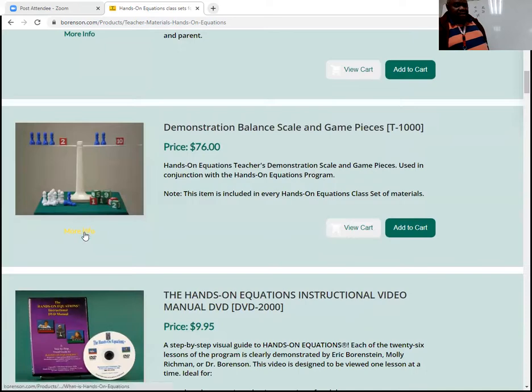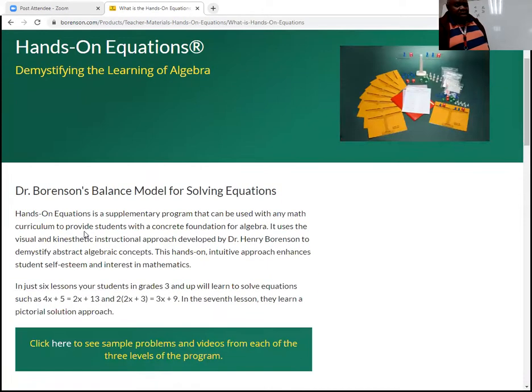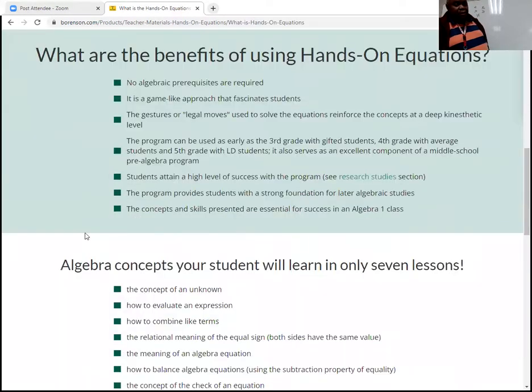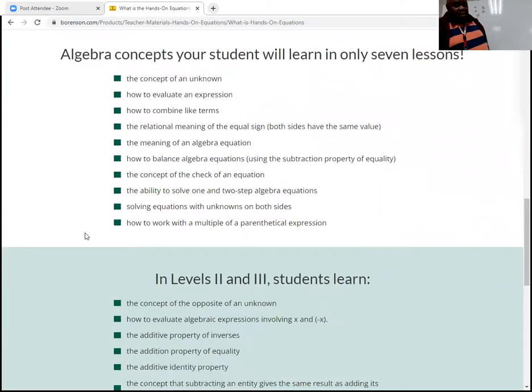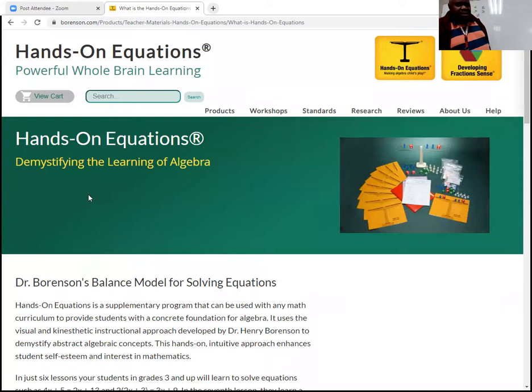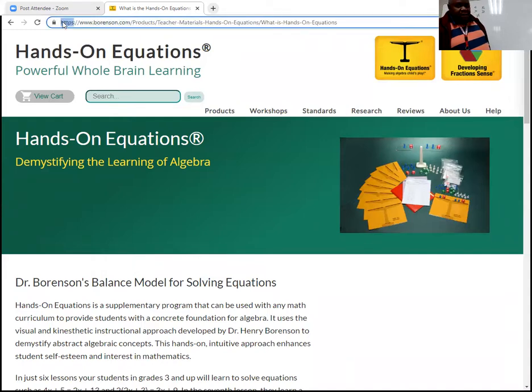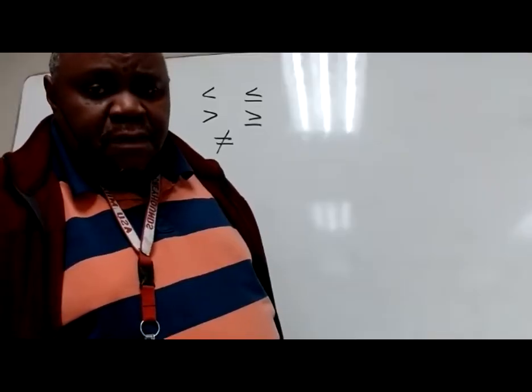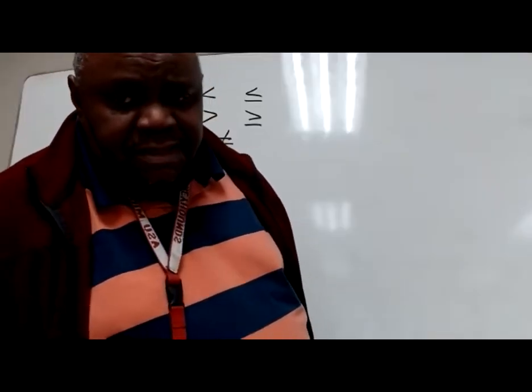So that's something that can be used to help students learn algebra, especially in solving equations. This was created by someone by the name of Henry Borenson. If you're interested in knowing more about this, I'll put up a link in Blackboard regarding that website for Hands-On Equations. So now let's go back to this.